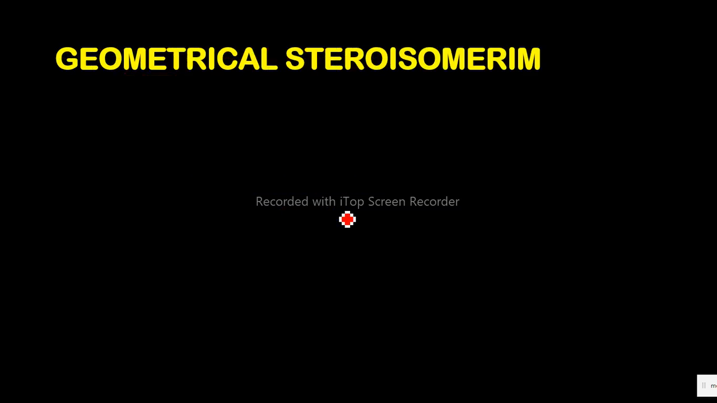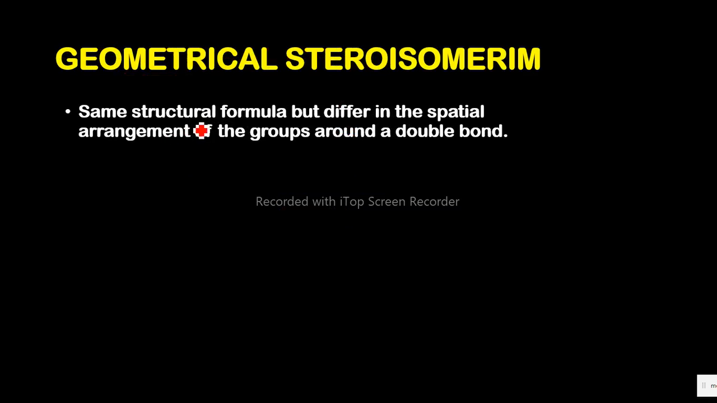Let's talk about geometric isomerism. Now, they have the same structural formulae, like I told you, the same molecular formulae, but the spatial arrangement of the groups around a double bond is the one that differs. You have a double bond, maybe this is one carbon atom, and the groups around this double bond are the ones that differ in arrangement. And the difference is what we call geometric isomerism.